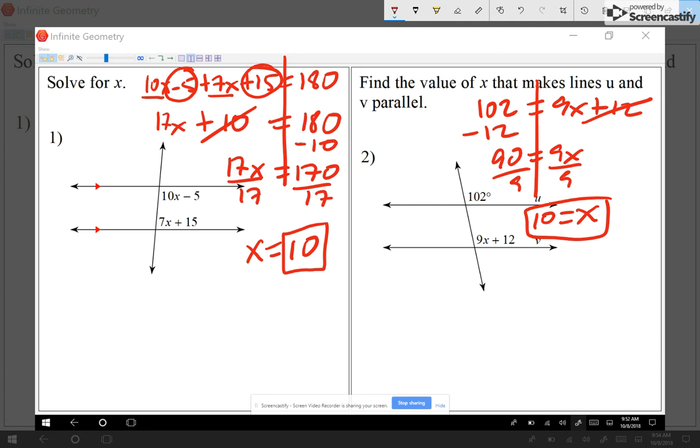Now, the instructions, even though they look different, one of them says solve for x, the other one is find the value of x that makes lines u and v parallel. Even though they look different in wording, it's the same thing. Find the value of x, solve for x. The only difference on why one of them is equal to 180 and why the other one they equal to each other is because on the left side, we're dealing with same side interior. And I said in same side interior, the two angles add up to 180. In my example number 2, we're dealing with corresponding. And I said corresponding, they equal each other. So the instructions are the same. The difference of the work is which type of angles you have. Any questions on those?